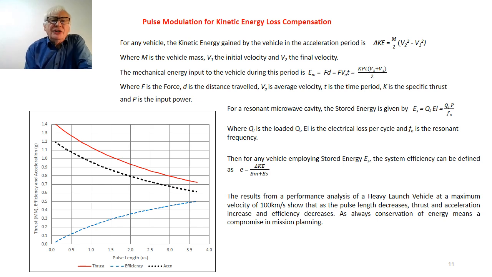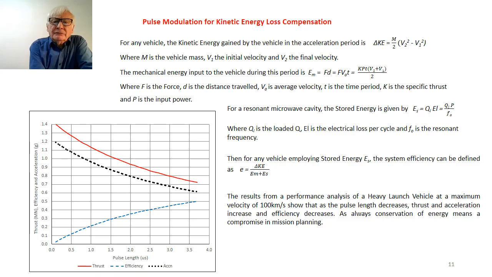The mechanical energy that you're putting into the vehicle during this period, EM, is equal to force times distance, which is the definition of energy after all. And this is the force times the average velocity VA times the time period T. If you extend that, you get it equal to K P T, where K is the specific thrust, P is the power, and T is the time period, times the average velocity, which is (V1 plus V2) over 2.